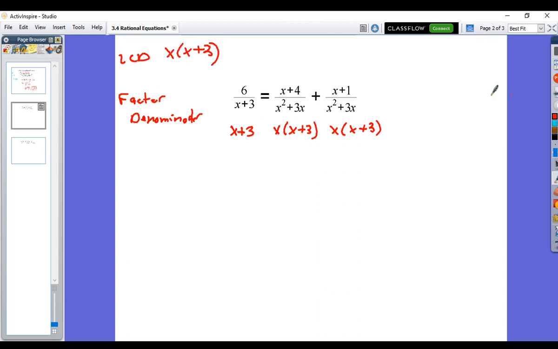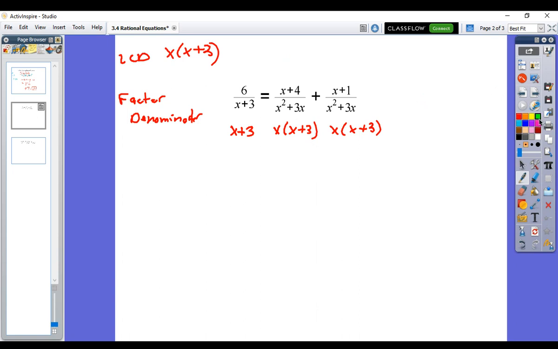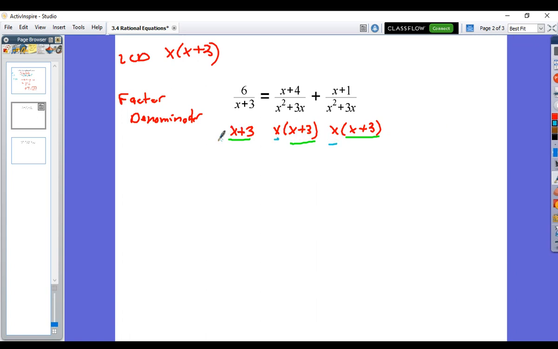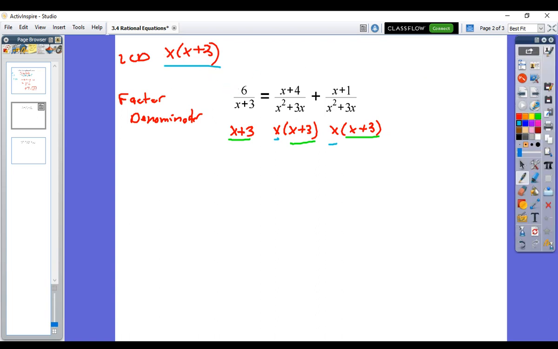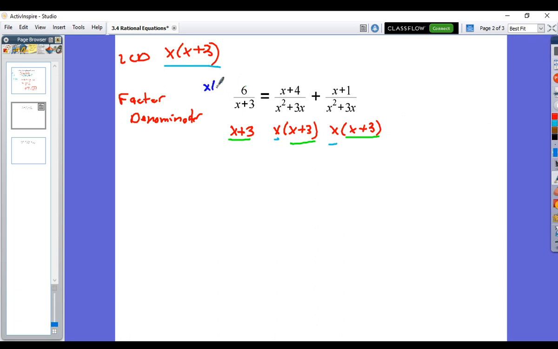That means our least common denominator is right here, the x and the x plus 3. They all have an x plus 3, at least. But 2 of these have an x. That means we've got to include an x over here. So this is our least common denominator. So this is what we're going to multiply with all 3 fractions. So we're going to multiply this with x plus 3, this with x plus 3, and this with x and x plus 3.